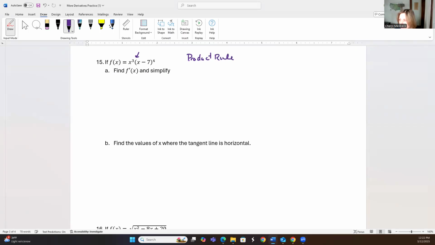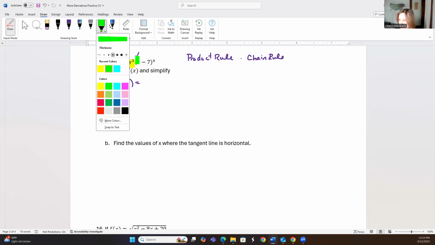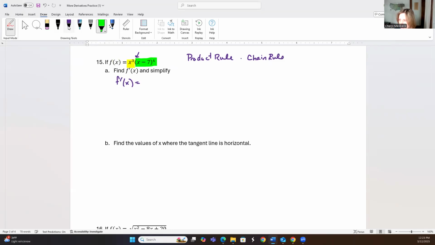But also, when we take the derivative of this second term, we're going to have to use the chain rule because we have something being taken to the fourth power and then an inside function. So let's see how that impacts the problem. For our derivative, using the product rule, let's identify these. Here's my first expression, and here's my second expression.